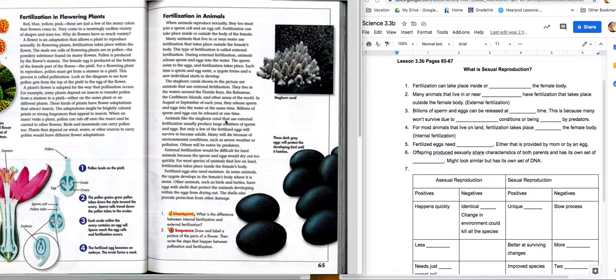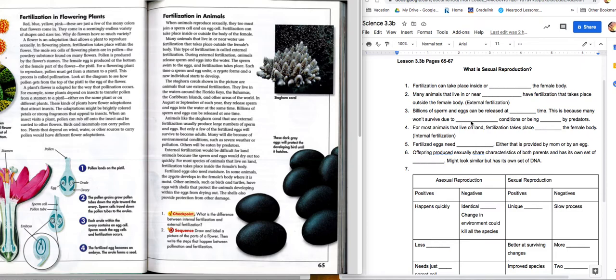Animals like the staghorn coral that use external fertilization usually produce large numbers of sperm and eggs. But tragically only a few of the fertilized eggs will survive to become adults. Many will die because of environmental conditions such as severe weather or pollution. Others will be eaten by predators. So as you continue to fill in your blanks, guys, why do we need billions of them? Because many won't survive due to environmental changes, conditions, or they'll simply be eaten by predators.